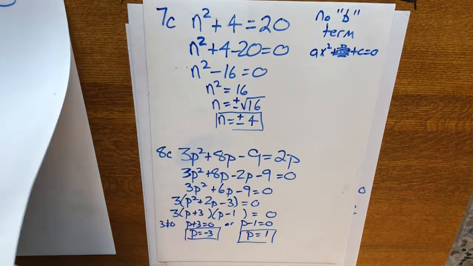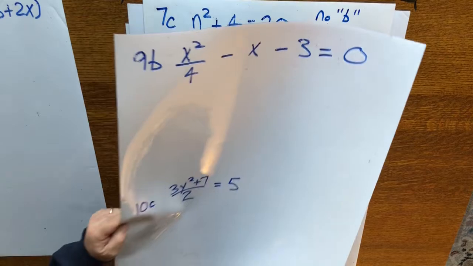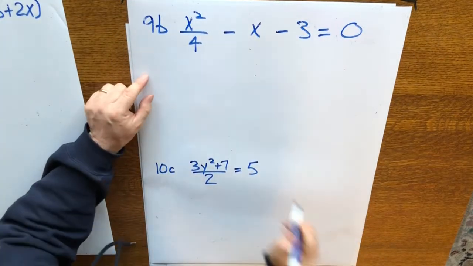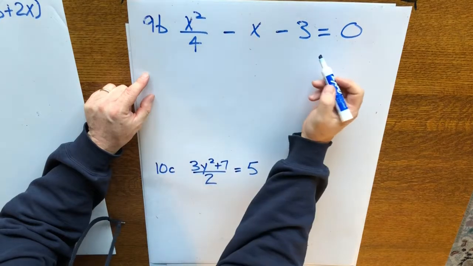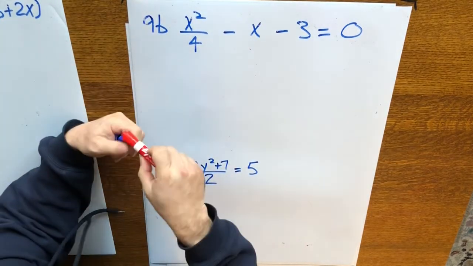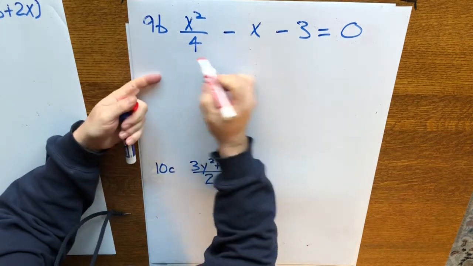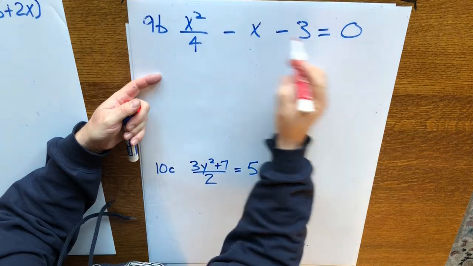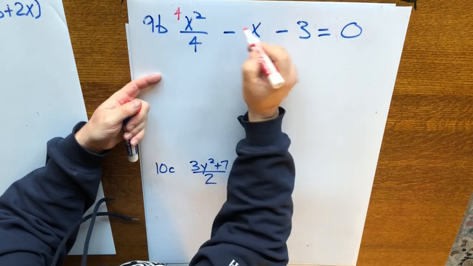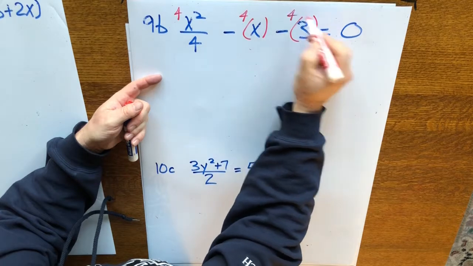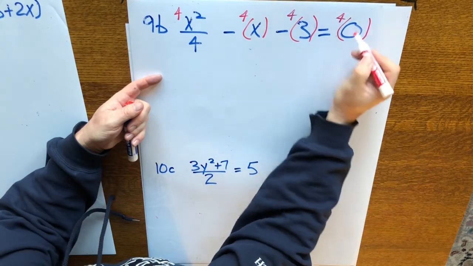3 more examples and then we're done. Here is question 9, and what makes this one a little bit harder is that it has a denominator. So we're going to go back to our skills in solving grade 9 equations. We want to eliminate the denominator by multiplying everything by 4. So I'm going to put a 4 here, a 4 here, a 4 here, and a 4 here.